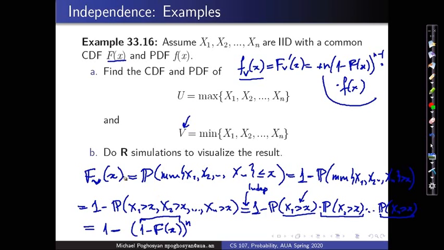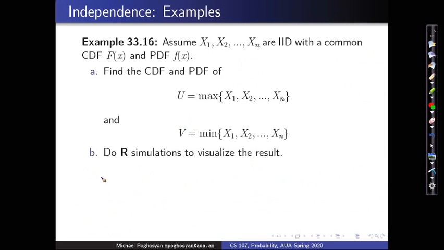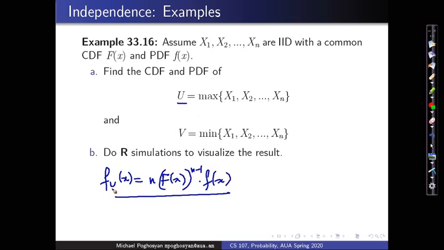And R is asking to do some simulations to visualize this result. Okay, I can do that. Recall that in the previous case I have obtained the following. So for U, I have obtained f_U at x is n times F of x to the n minus 1 times f of x. So this was for U, the PDF of U.